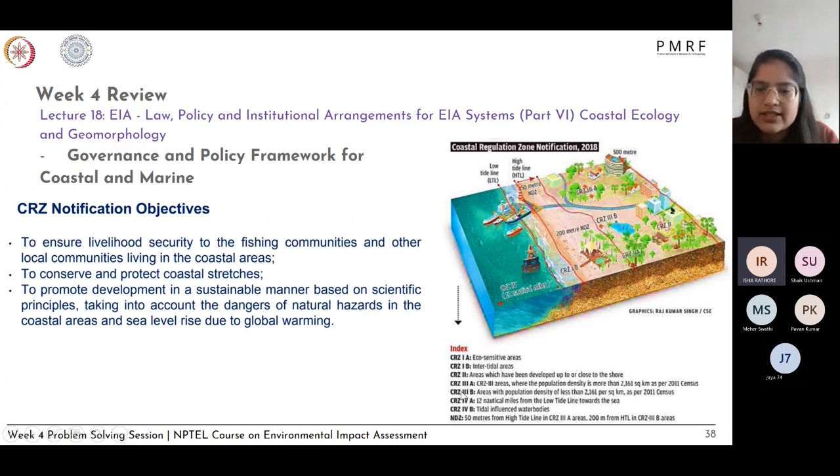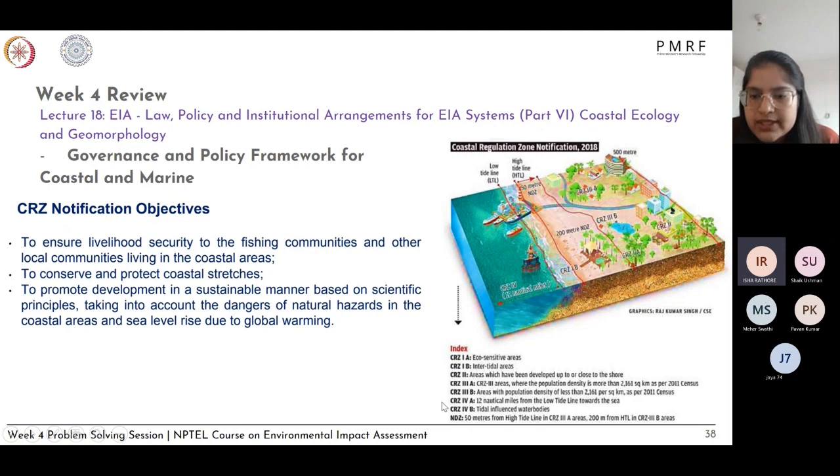And CRZ3 areas are divided into two parts, CRZ, coastal regulation zone. So CRZ3A and 3B. So 3A is where population density is more than 2,161 per square kilometer as per the 2011 census. CRZ3A is like this, and then CRZ3B is like areas with population density of less than what CRZ3A has as per the 2011 census. So these are defined based on the population density: if it's higher, it's 3A, and if it's lower, it's 3B.